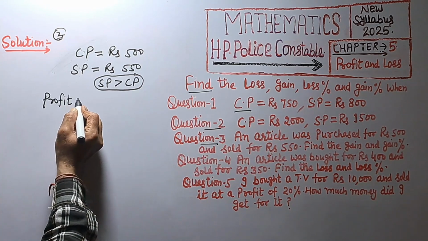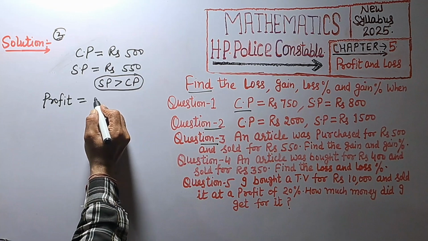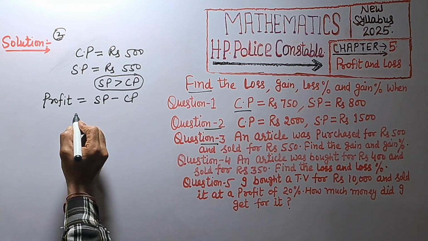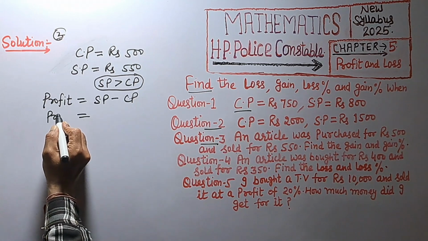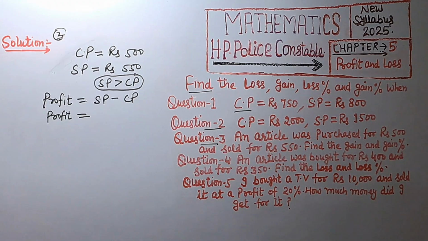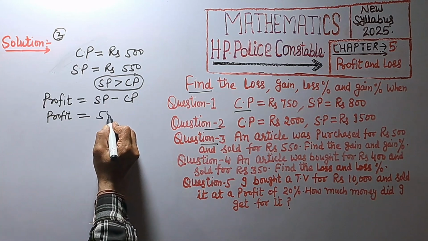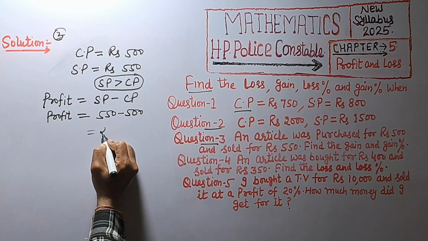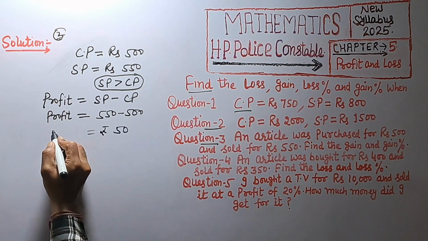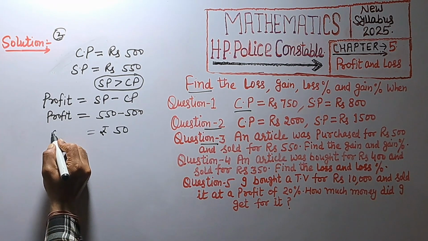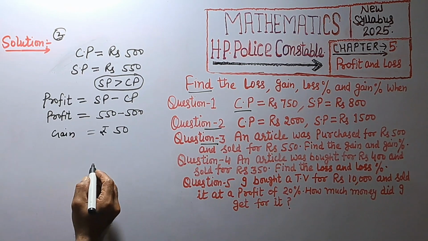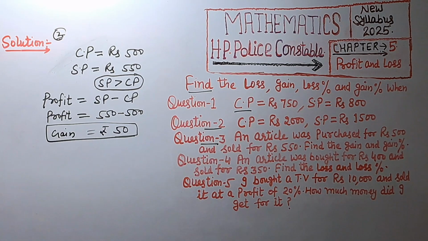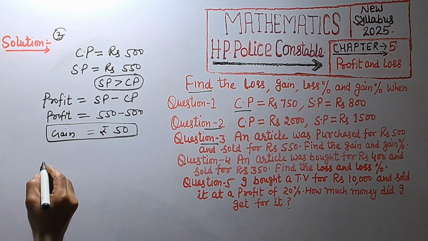Profit, that is equal to SP minus CP. Profit equal to 550 minus 500. That is rupees 50. Profit or gain is 50 rupees. Find the gain and gain percent.